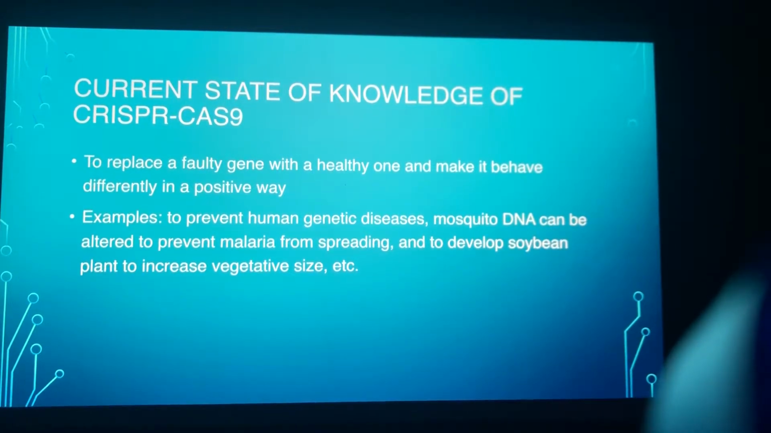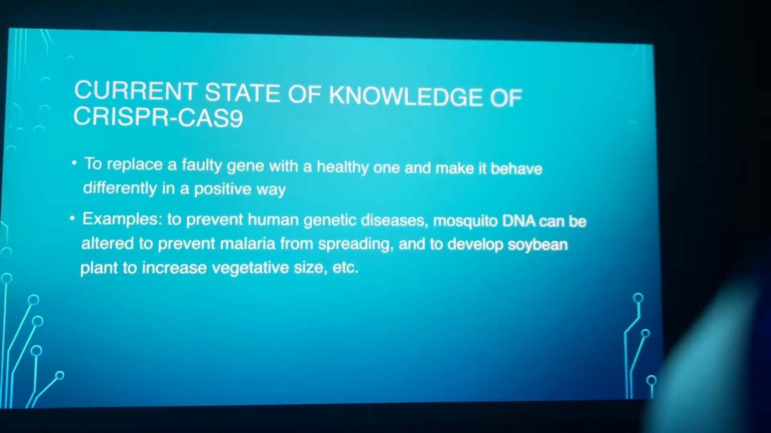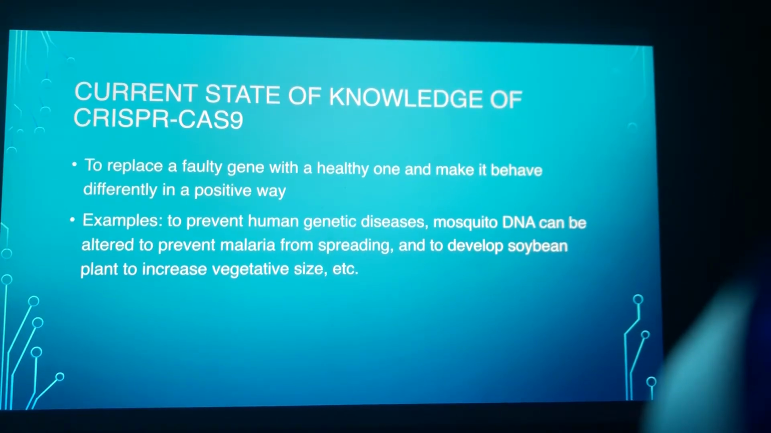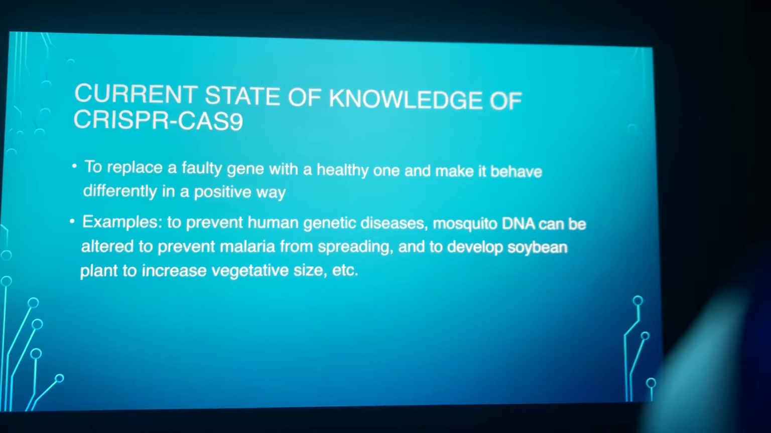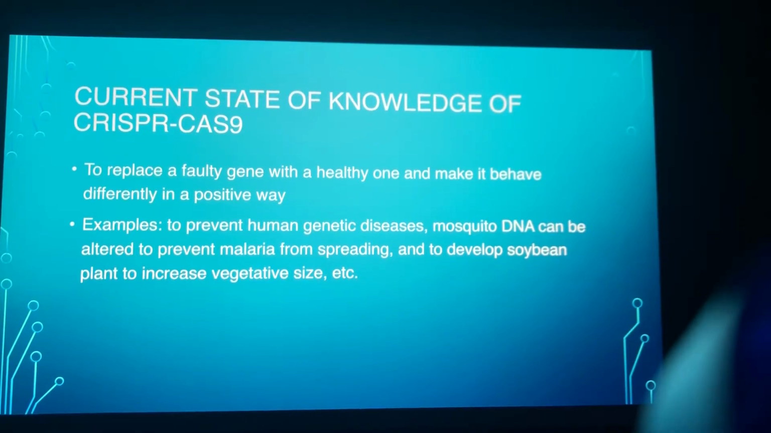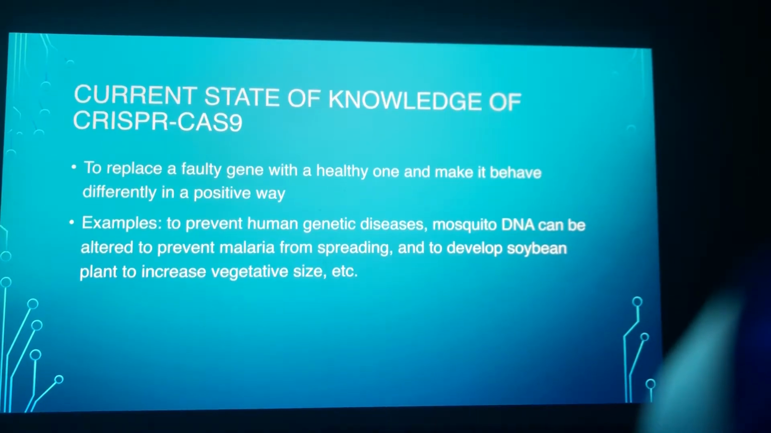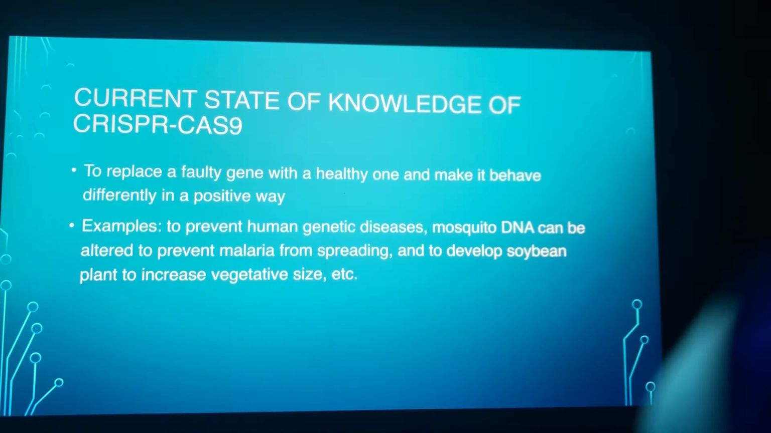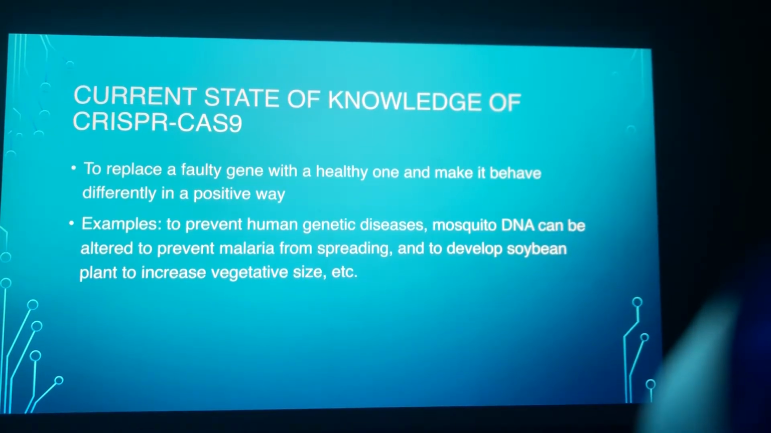The current state of knowledge is to replace a faulty gene with a healthy one and make it behave differently in a positive way. For example, it is used to prevent human genetic diseases. Mosquito DNA can be altered to prevent malaria from spreading, and soybean plants can be developed to increase vegetative size.